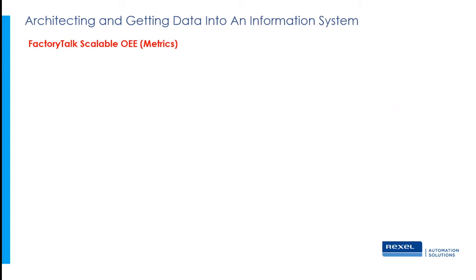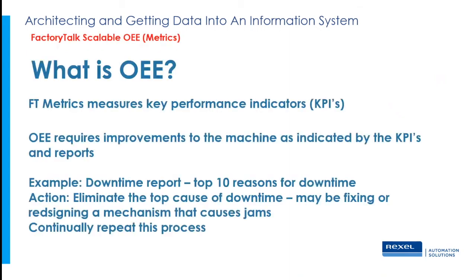And finally, the last package I'm going to talk about is Scalable OEE, FactoryTalk Metrics. So what is OEE? I talked about the acronym, Overall Equipment Effectiveness. Metrics is really about measuring key performance indicators. It allows you to make improvements to the machine, as indicated by the KPIs and the data that you are logging. A good example would be a downtime report.